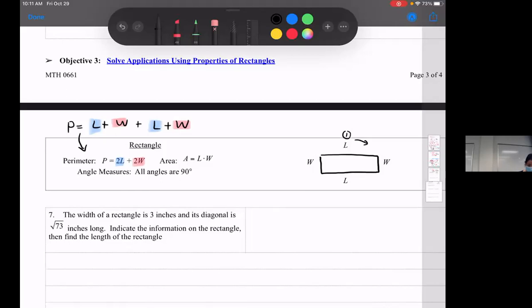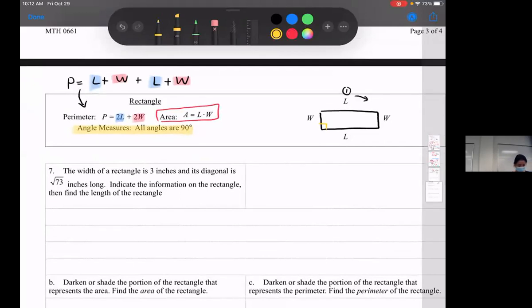The area is just length times width, same, doesn't change. The measure of each angle is 90 degrees, right there. 90 degrees. Okay, all right, that's it.